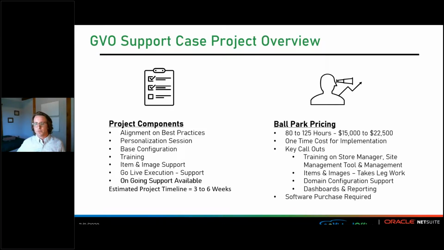So, with that, I can talk a little bit about ballpark pricing. It's about 80 to 125 hours, so about 15 to 22,000 general average, and it's a one-time cost for implementation. As I mentioned, we're there to personalize, do the base configuration, and train you up so you can start to become autonomous. Like you saw Chicago Wine providing an update for their COVID-19, which is a really fantastic use case for why you want to know how your website is set up and operating.